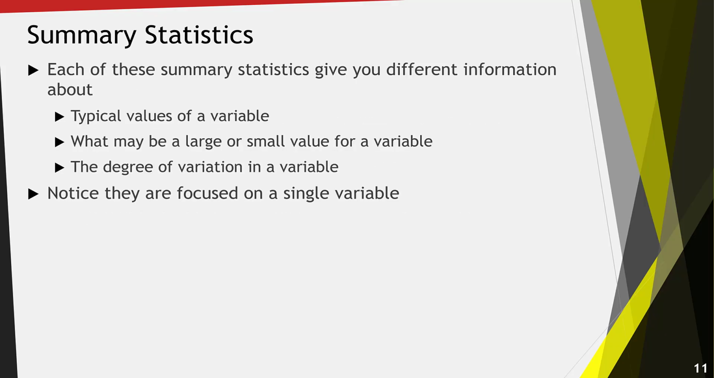Each of these summary statistics is going to give you different information about things like the typical values of a variable, what might be a large or small value for that variable, the degree of variation in a variable, and so on. You'll notice that summary statistics are all focused on a single variable. You may compute summary statistics that incorporate information from multiple variables. In general, summaries reflect the information contained in a single variable in your data set.